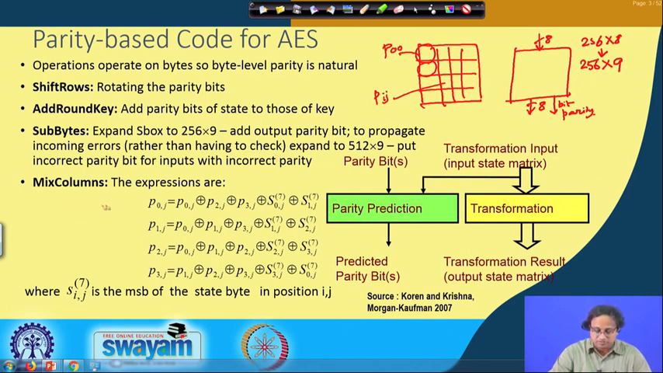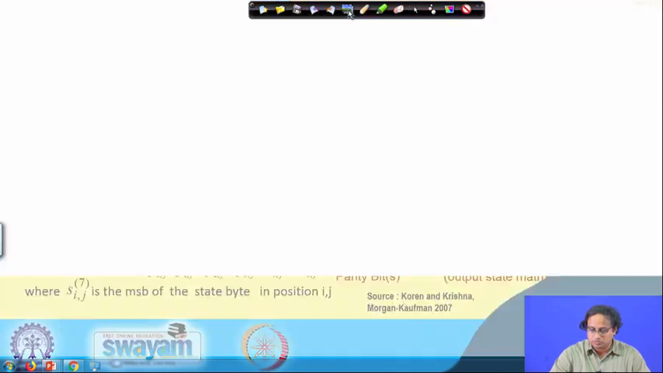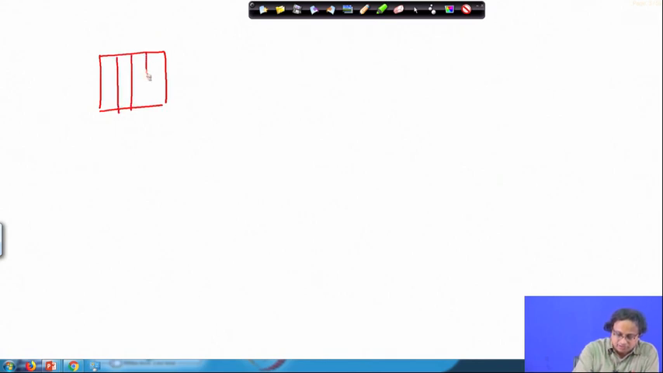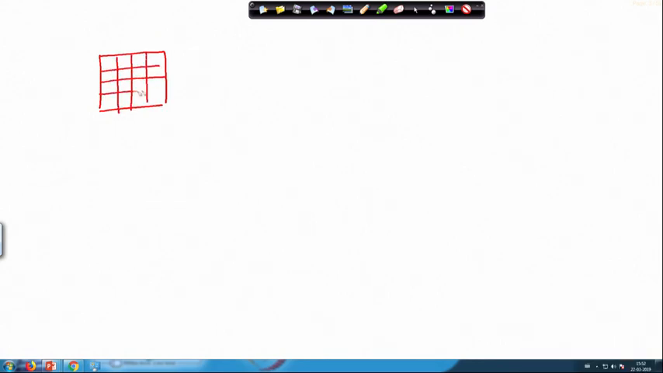However, it is interesting to see how it works for the mixed column operation, because in mixed columns, as we know, we perform Galois field operations. Here are some equations for doing so for mixed columns of AES. Let me try to work this out and see whether we can understand how these equations are derived. Basically, I will take the AES state matrix. Imagine that I am considering just one column of this, and the same thing will be applicable for all the others.